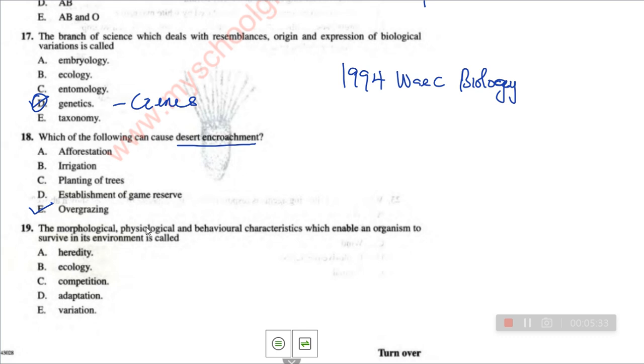The morphological, physiological, and behavioral characteristics which enable an organism to survive in its environment is called: option A, heredity. Heredity is like inheritance, you inherit something. It is the study of all those things that we inherit from our parents. Option B is ecology, I've talked about that before. That's the study of living organisms in relation to their habitat.